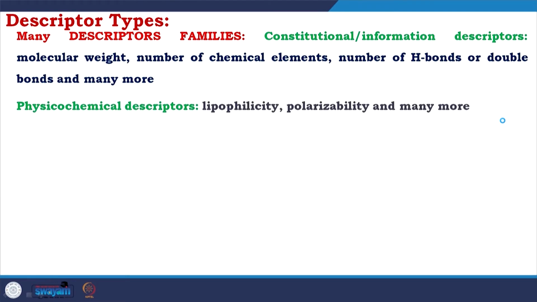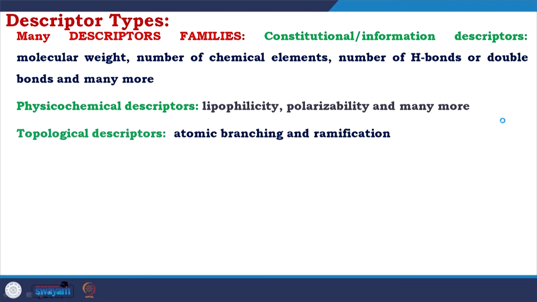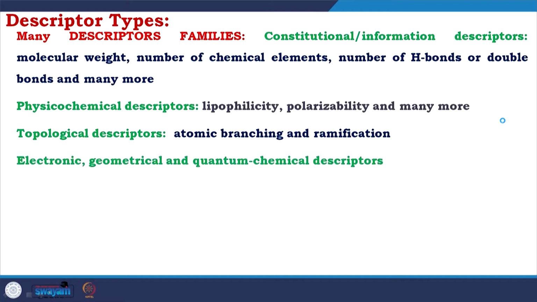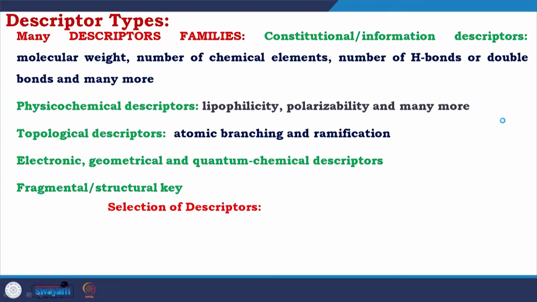Physicochemical descriptors talk about lipophilicity, polarizability and many others. Topological descriptors talk about atomic branching and ramification. Electronic, geometrical and quantum chemical descriptors are there. Fragmental structural keys: when you go for fragment-based drug designing, fragmentation is needed, meaning you fragmentize a molecule, and how the properties are changed. So, it is very critical how you select the descriptors.